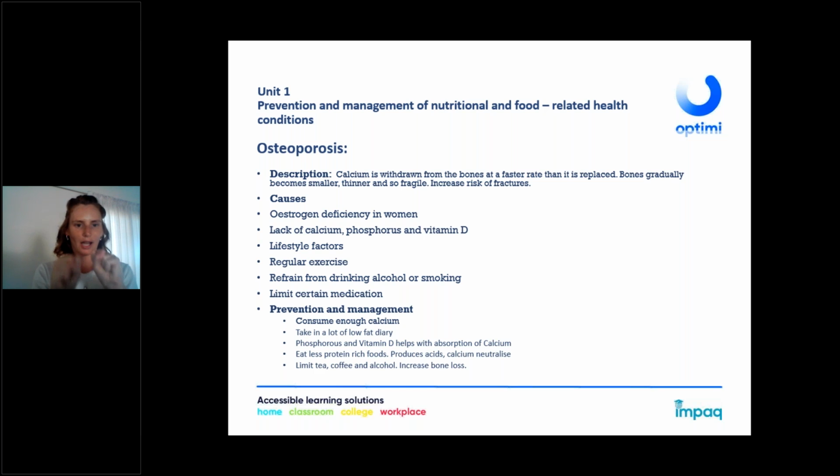Bones have to do with your bones. If you don't take in vitamin D and phosphorus, then your body cannot absorb the calcium from the food that you take in, which will cause your bones to become smaller and more fragile and very thin.